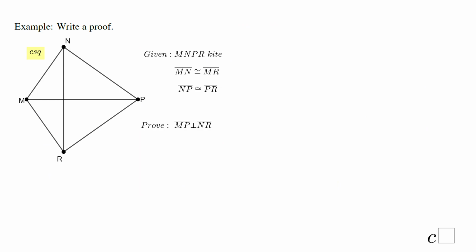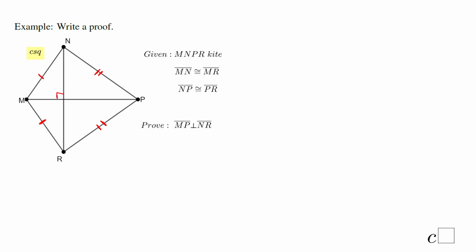In the last part of the lesson, we're going to look at some proofs. In this one, we know that MNPR is a kite. Moreover, it tells us that MN is congruent to MR, and NP is congruent to PR. We need to prove that MP is perpendicular to NR. So we need to prove that this is a right angle, for example, or any other angle. So how are we going to do this? How are we going to prove that the diagonals of this kite are perpendicular?